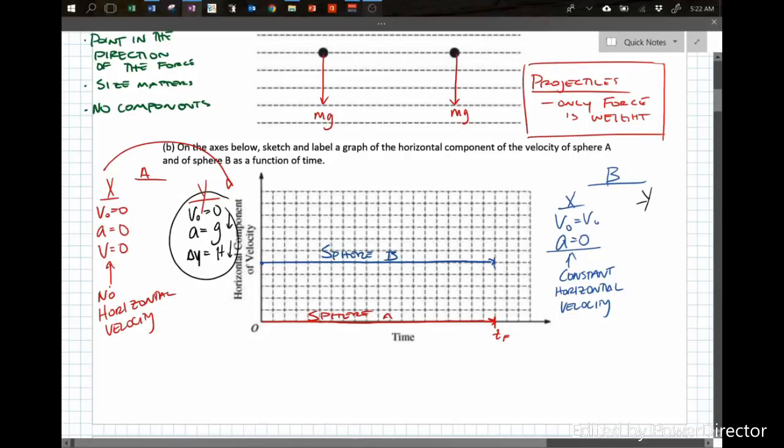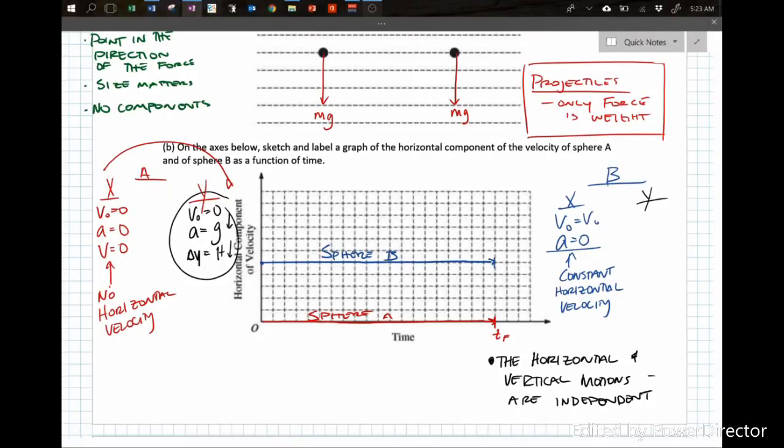For sphere B, if we look specifically at the y direction, this means we're going to ignore all the x velocity because, and this is really, really important, the horizontal and vertical velocities, well, not just velocities, the horizontal and vertical motions are independent of one another. They happen without affecting the other.